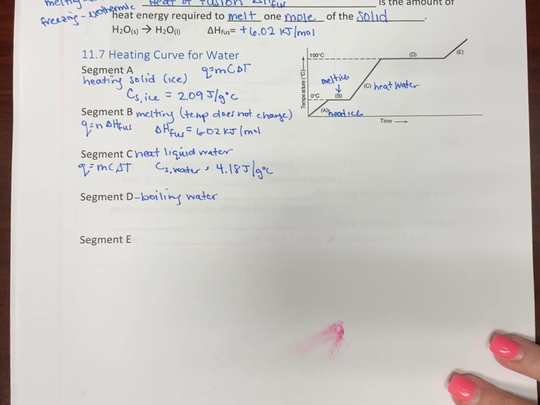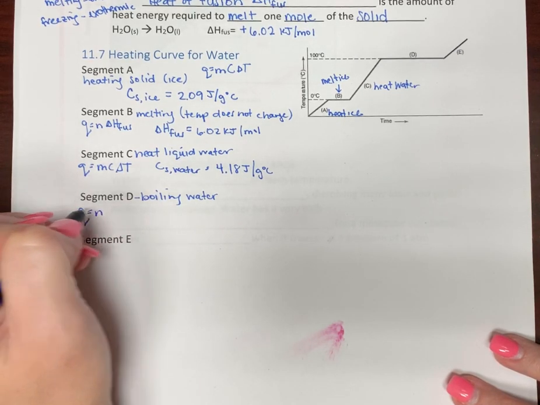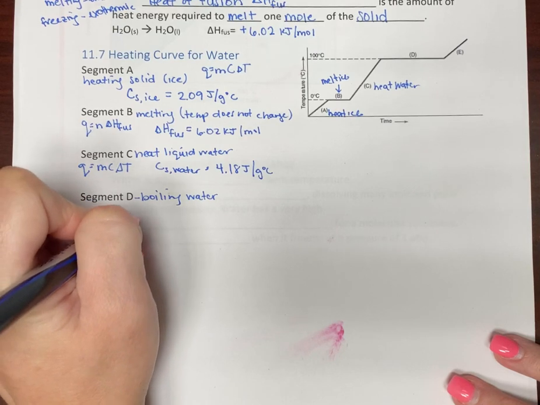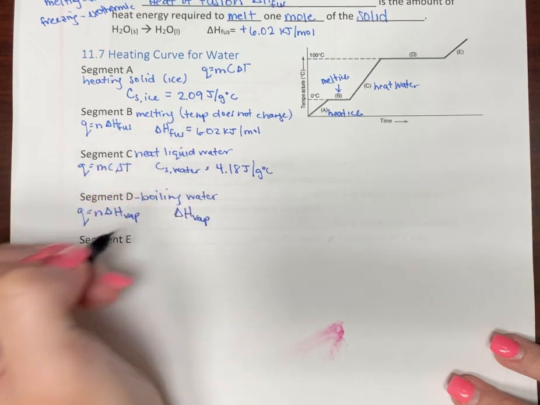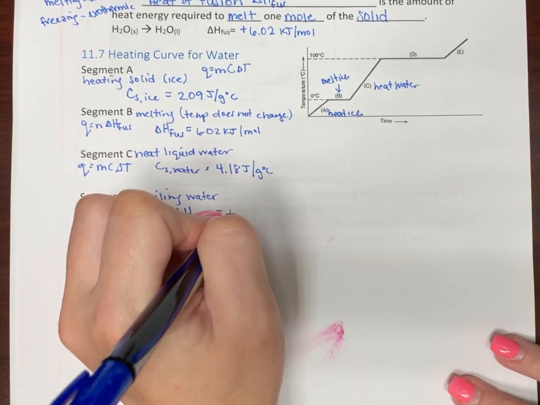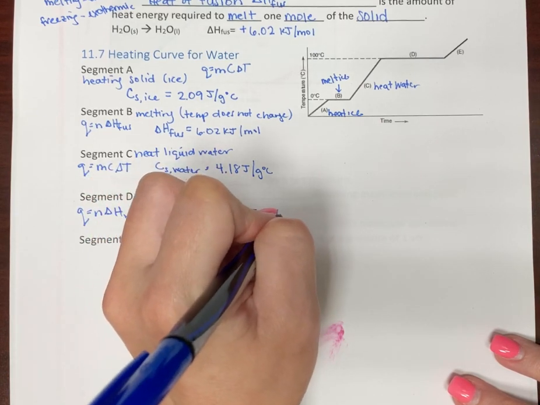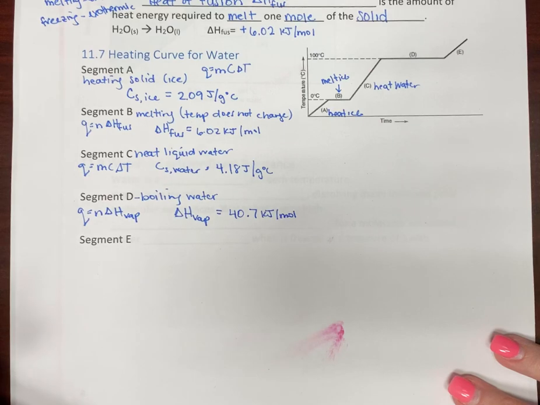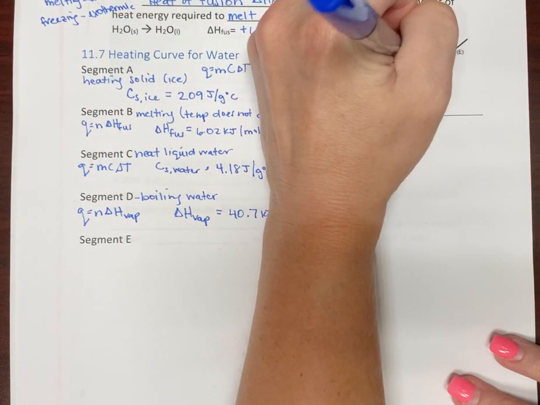So when we boil water, that means we've got liquid and gas. So Q equals number of moles times the heat of vaporization. And the heat of vaporization for water is positive, should be what, 40.7 kilojoules per mole. And then, so here, this is boil water.